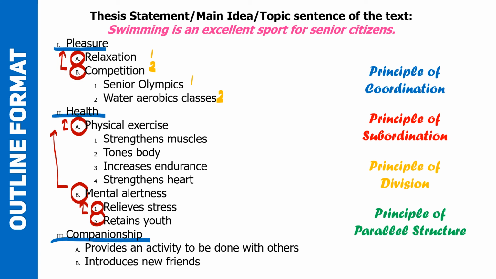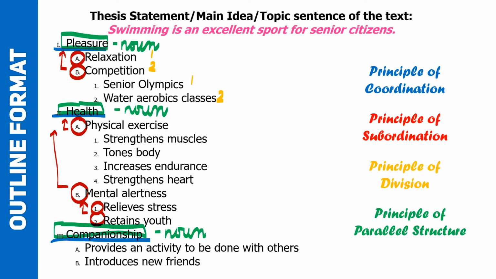Okay. And lastly, let's take a look at the principle of parallel structure or parallelism. I think this had been discussed with you in basic English grammar. Here, notice that Roman numerals 1, 2, and 3 are what we call your coordinate heads. They are written in the same grammatical structure. Pleasure is a noun. Health is also a noun. Companionship is also a noun. So it makes use of nouns.